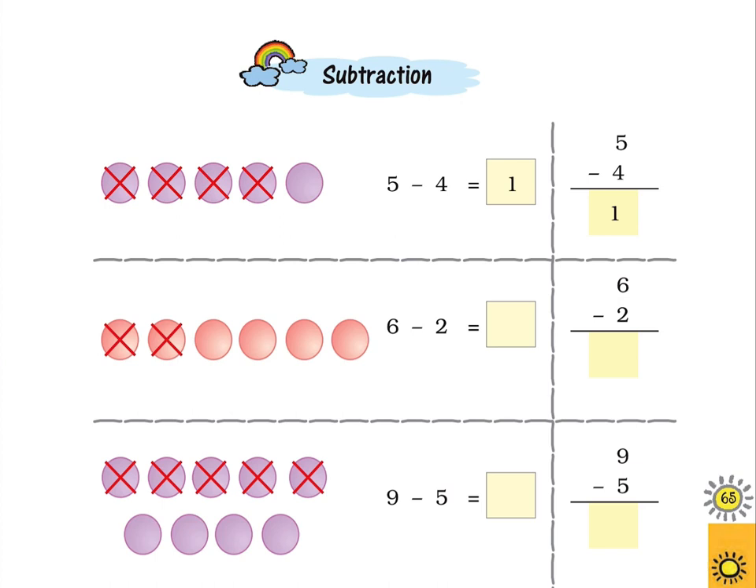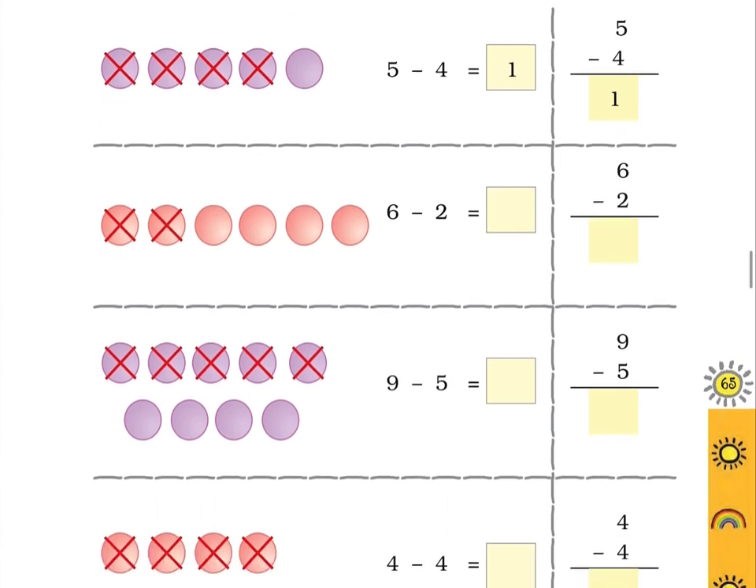The question is, 6 minus 2 is equal to dash. Column 2 shows 2 written below 6 and a minus sign on the left-hand side of 2. Sleeping line below 2 and the writing space for the answer is empty.